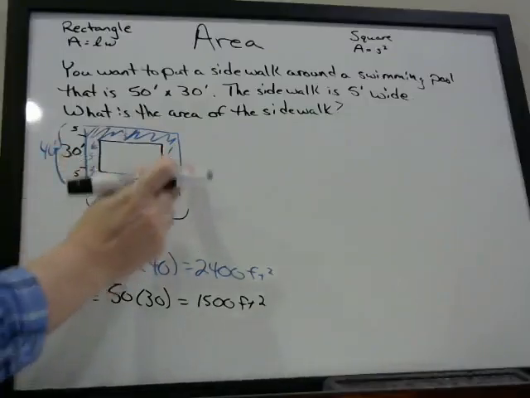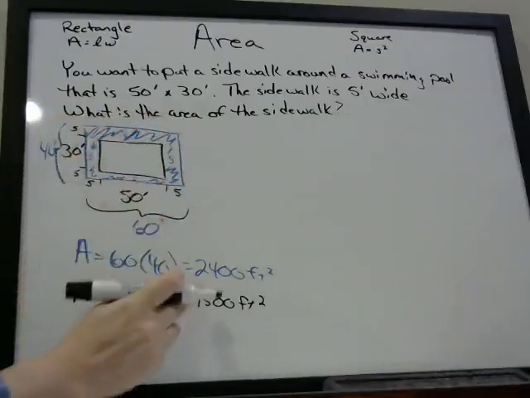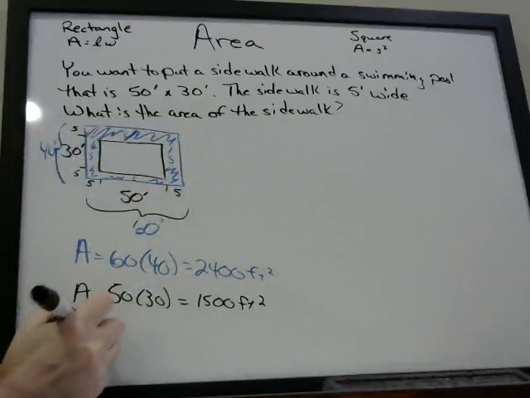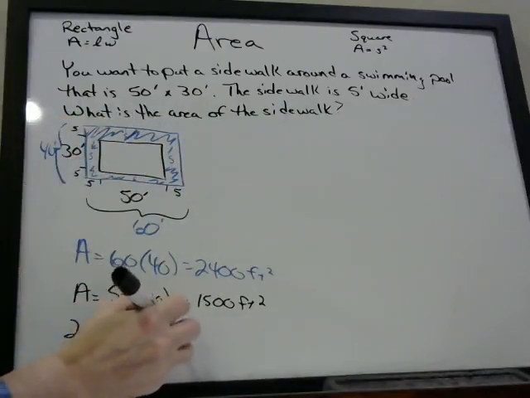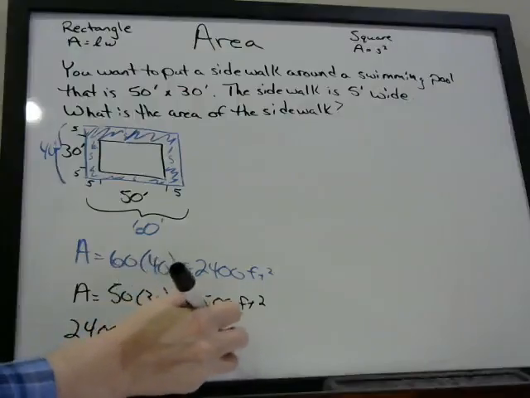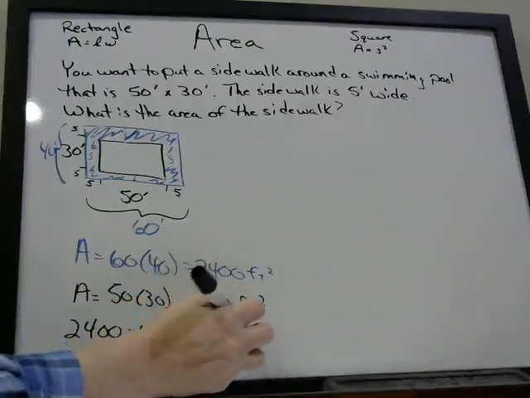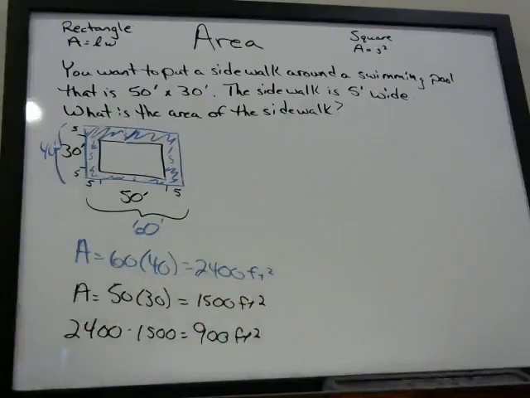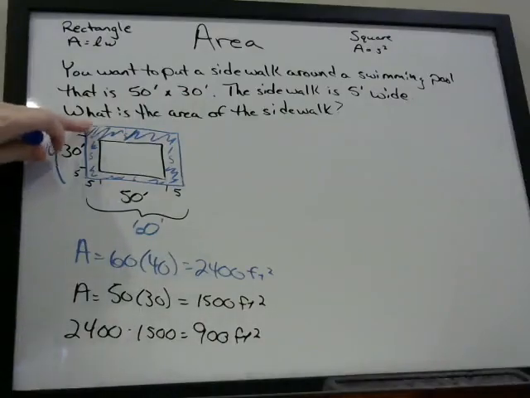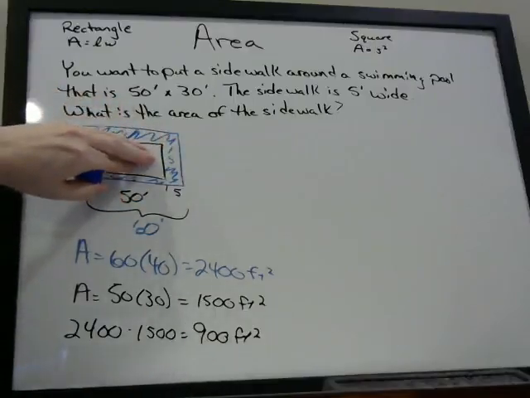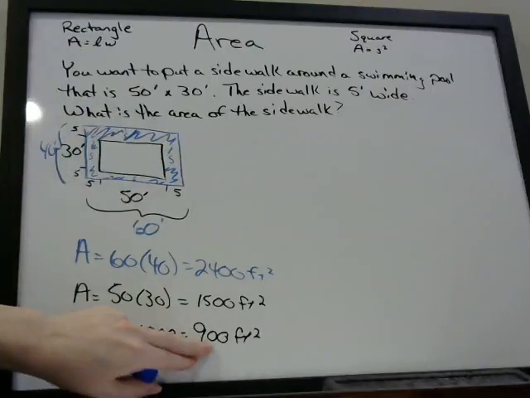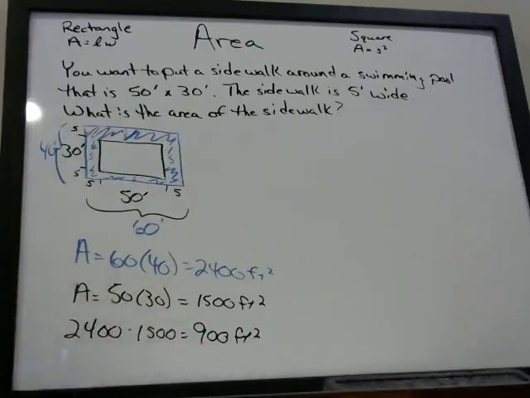So if we take the big rectangle and everything in it, 2,400, subtract out the swimming pool, 1,500, we're left with 900 square feet. And that is the area of this outer sidewalk, because we took everything, subtracted out the middle swimming pool, and what we're left with would be the area of the sidewalk. So that's one way to solve this problem.